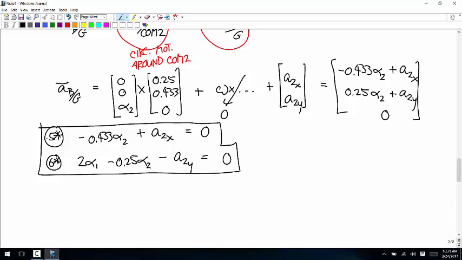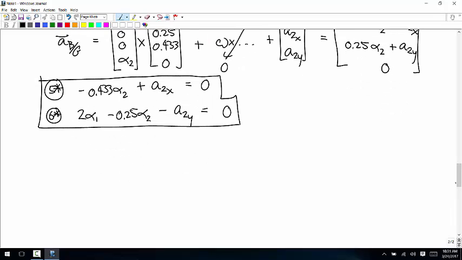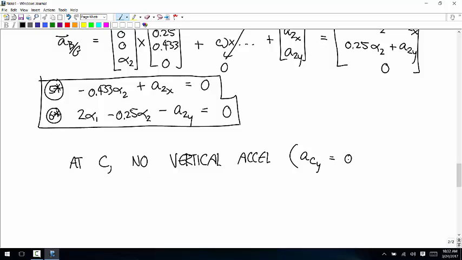Okay, any questions about that first constraint? So remember, we have a system of 7 equations for 7 variables is what we're looking for. So we need that other constraint equation. And the other constraint says that at C, there can't be any vertical acceleration. Or, in other words, the y component of AC is equal to 0.